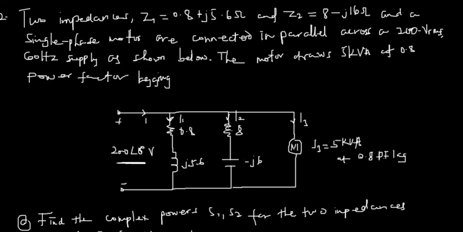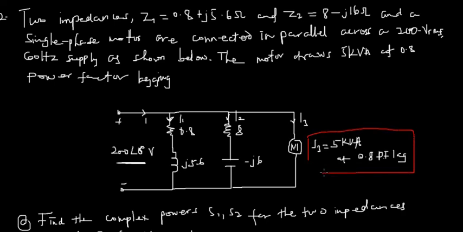So this is the diagram. You have two impedances, Z1, Z2, and a single phase motor connected in parallel across a 200 VRMS 60 Hz supply as shown in the diagram below. The motor draws 5 kVA at 0.8 power factor lagging. So that's what we have over here.